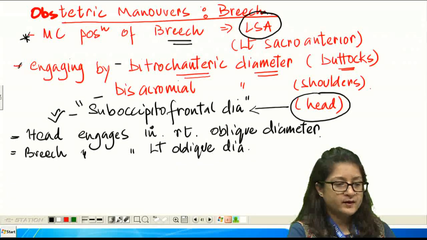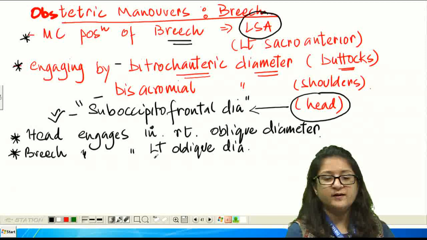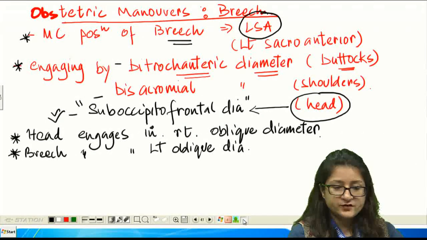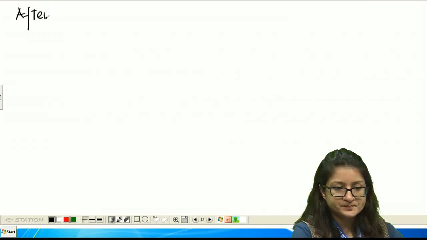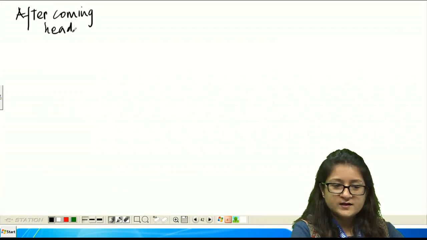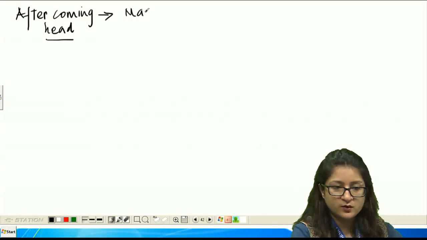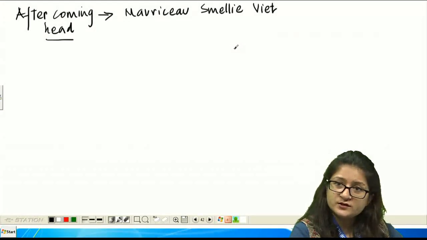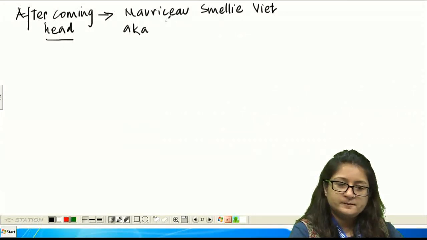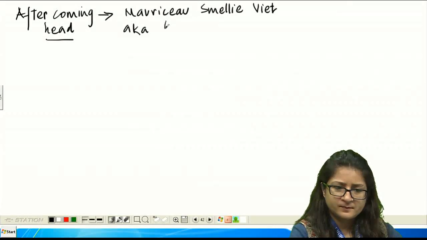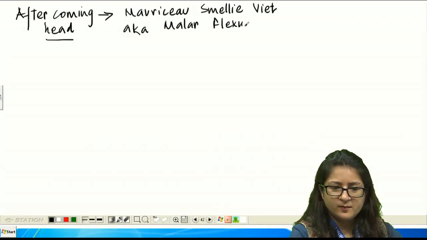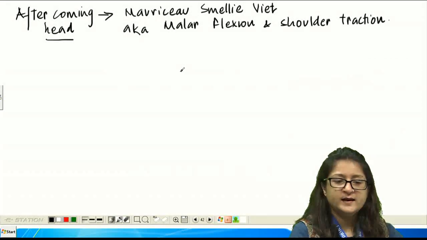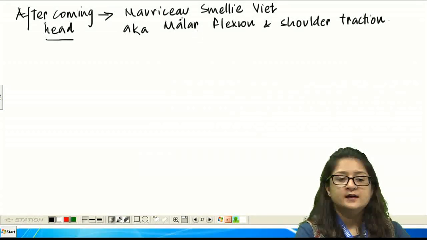Okay, so these are the important points about the breech positions when we are talking about labor. Now, what about the obstetric maneuvers? There are a few obstetric maneuvers for the delivery of the aftercoming head. The first maneuver we saw was the Mauriceau-Smellie-Veit. That is one. This Mauriceau-Smellie-Veit is also known as malar flexion and shoulder traction. This malar flexion and shoulder traction is also the modified Mauriceau-Smellie-Veit.